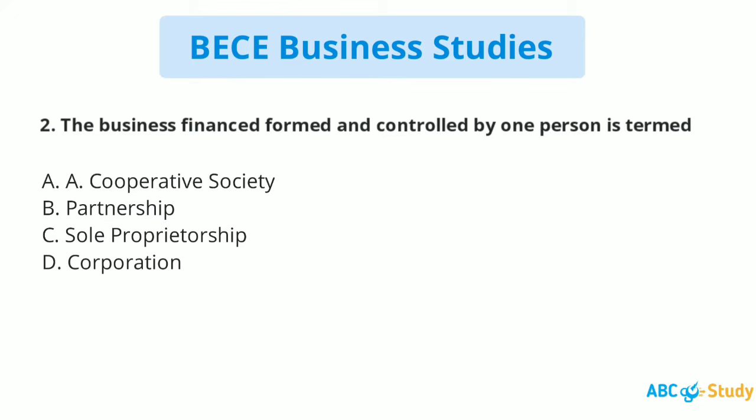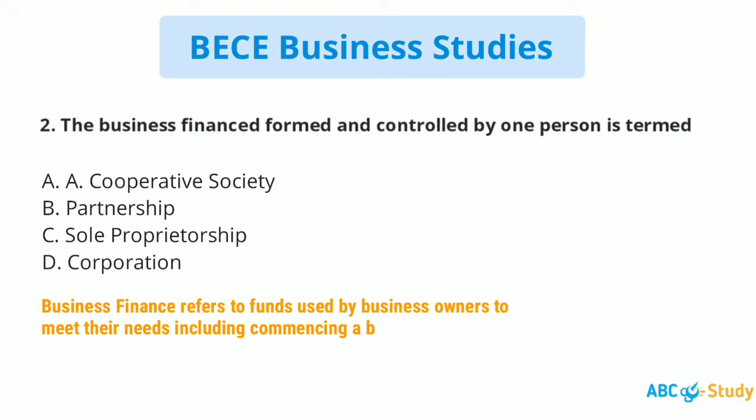Question number 2. The business financed, formed and controlled by one person is termed. We have cooperative society in the options and the likes. Let me just tell you that we're talking about business finance. That's actually the fund that business owners would use to meet their needs, maybe to commence or start up a business. If you want to start up a business, maybe a rice business, you have to have something. So it is that finance that would help the business owner to start up the business, or maybe to top up their funds to finance several business operations.